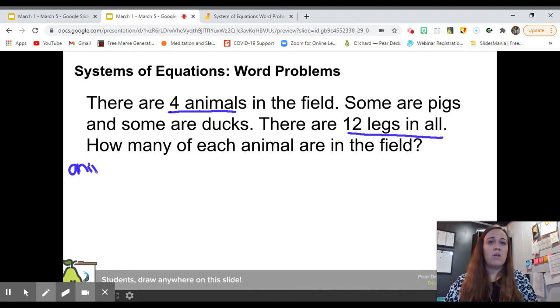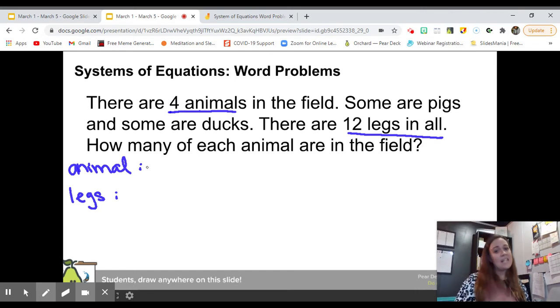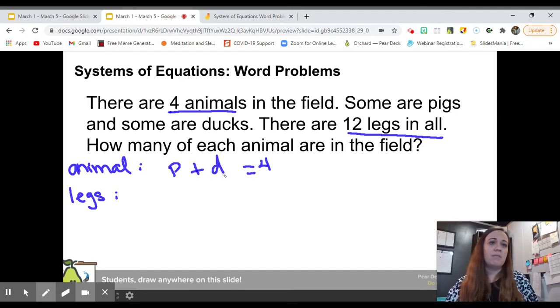So it's an animal equation and a legs equation. Okay, so let's take a look at the animals. How many animals are there in all? That's going to be your total. That's going to be what your equation is equal to. In this case, we had 4 animals. And what animals do we have in our particular problem? We had pigs and ducks. It didn't tell us how many, so those are unknown information. So we need to use a variable. I'm going to use P for pigs and D for ducks.